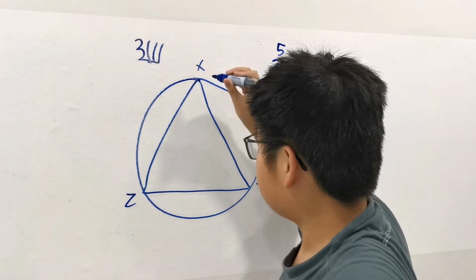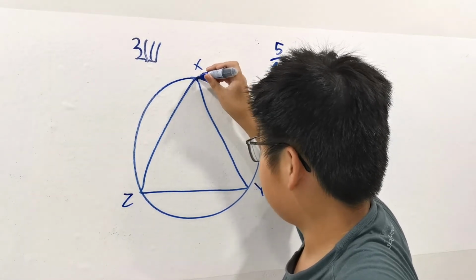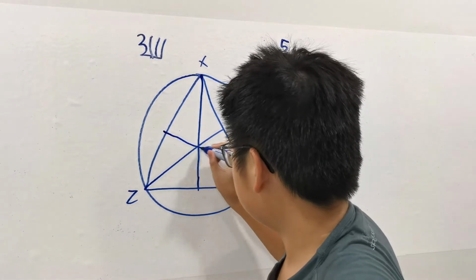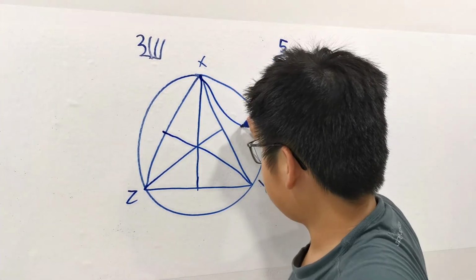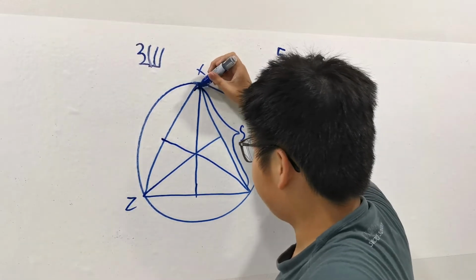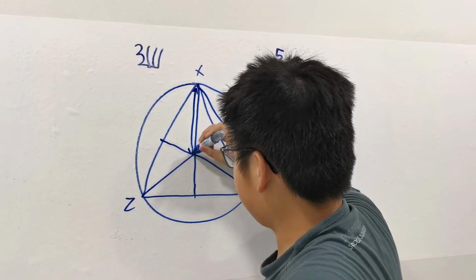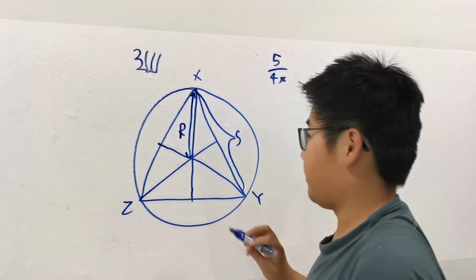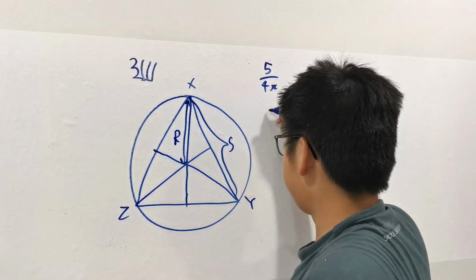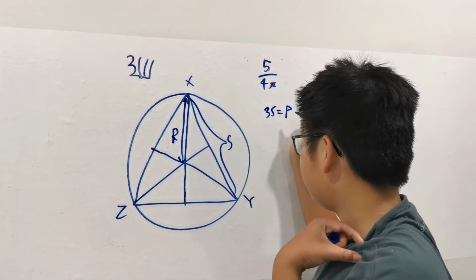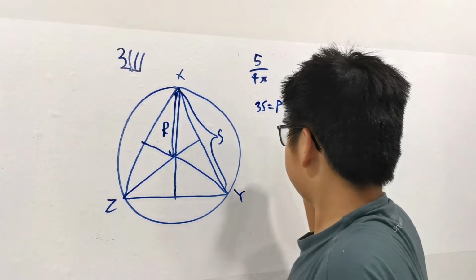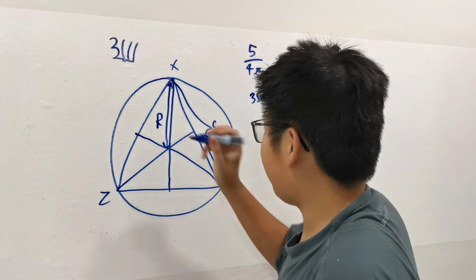First, let's draw in a few diagonals. Let's call this side length S. Since this is the radius, you can call this the incircle radius, and this is the circumcircle radius, R. And 3S equals the perimeter, and there will be a more complicated relationship discussed. Now, we need to find R.